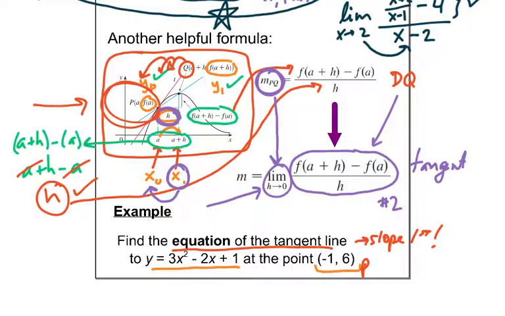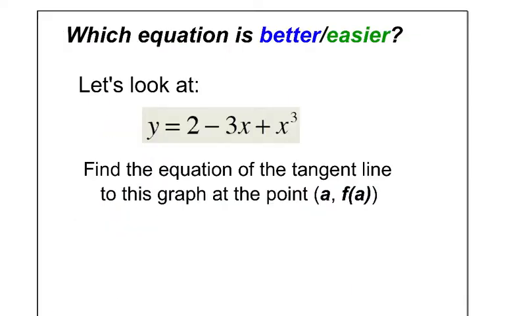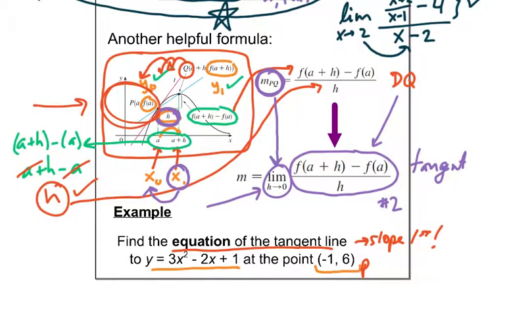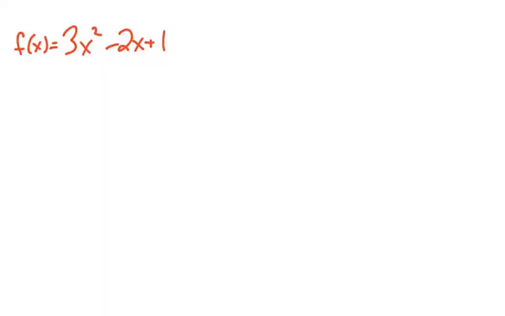Now I'm going to need probably a little extra room here, so let me go to another page and see if I can find some room. 3x squared minus 2x plus 1. All right. That's our f of x. And we were doing it at the point negative 1 comma 6. All right, Mr. Brown, let's do it. I'm ready. The P point here is negative 1 comma 6. Can we find the equation of the tangent line? So let's do the tangent slope first.